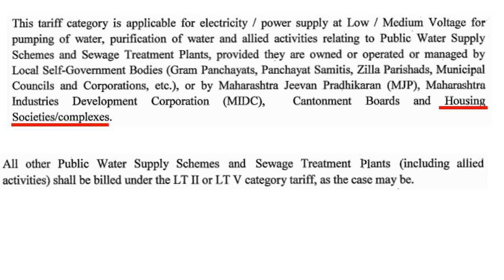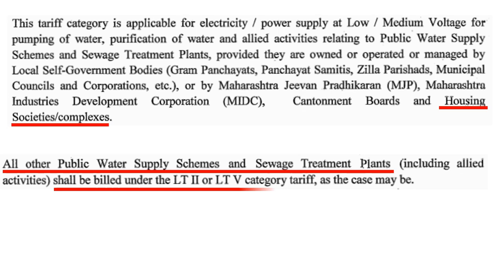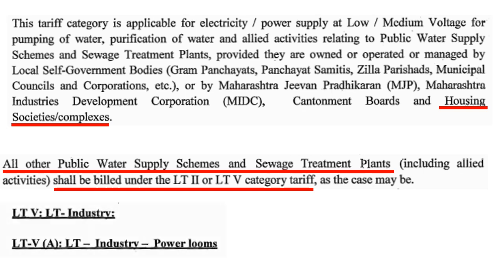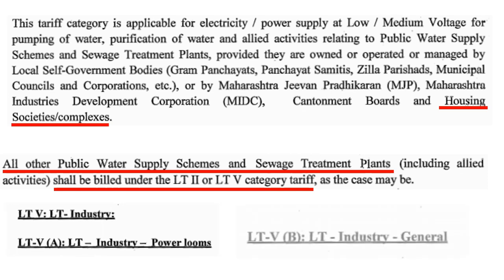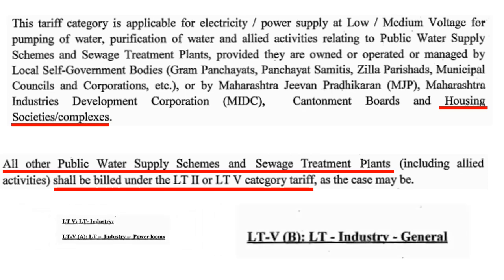However, these complexes are defined in MOFA as well as RERA, but they do not apply to integrated township projects of private companies. You can refer to Section 9 of the Maharashtra RERA Act. This township therefore comes under what is shown in this sentence as billing category LT2 or LT5. Now LT5 is an industrial categorization. LT5A is for power looms and LT5B is for industry in general. So obviously we do not fall in this category, and what should apply to us is LT2.